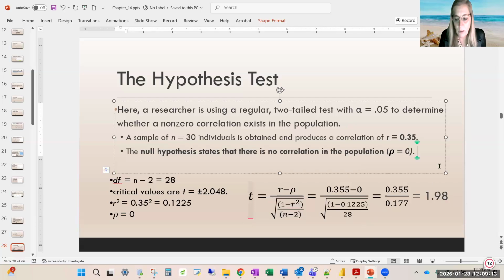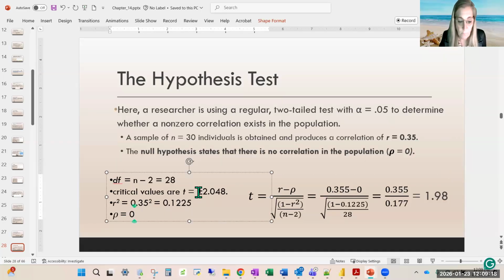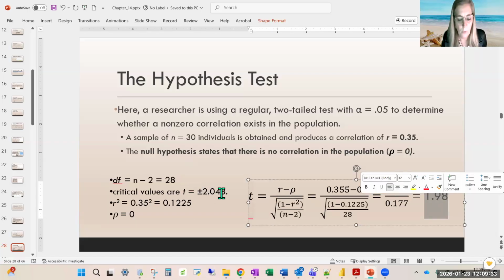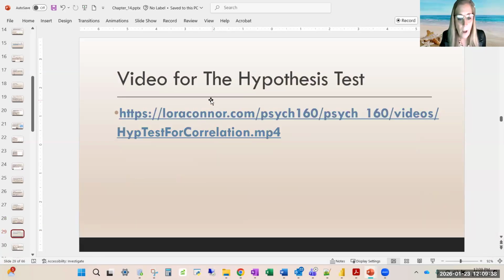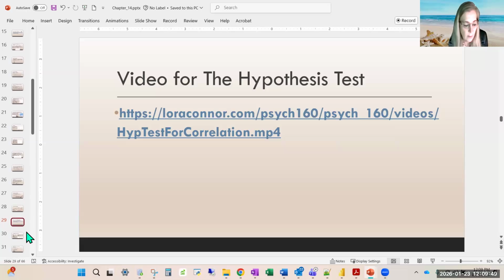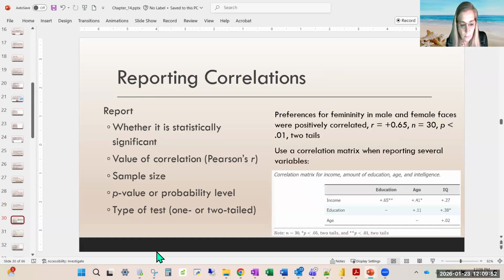1.98. And remember, you can draw the distribution if you need to solidify for yourself whether that outcome falls within the tails of the critical value of plus or minus 2.048. In this case, it does not. It falls in between those two figures. So we do not have a significant relationship. I will also place this video on how to do the hypothesis test for correlations as an additional video so you can practice in this week's module.